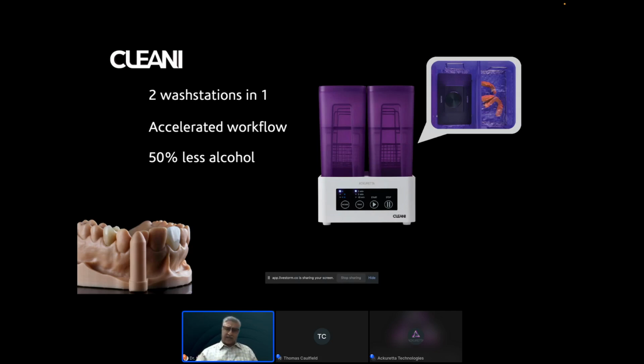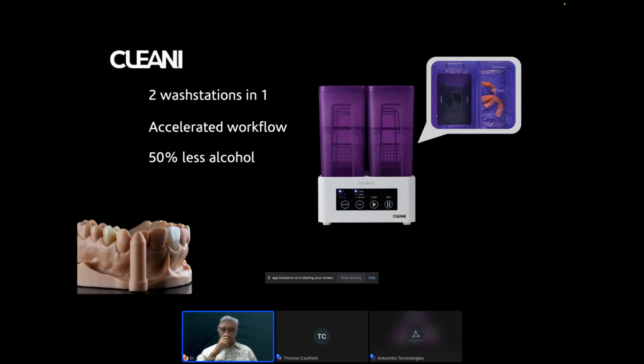Whereas if you have two tanks like this, then you can wash in the first one, and then after most of the resin has been gotten rid of, you can transfer the print to the second tank. And that's great because you're changing only 50% of the alcohol, and so you consume much less alcohol. And this device is part of a calibrated, validated workflow as well.